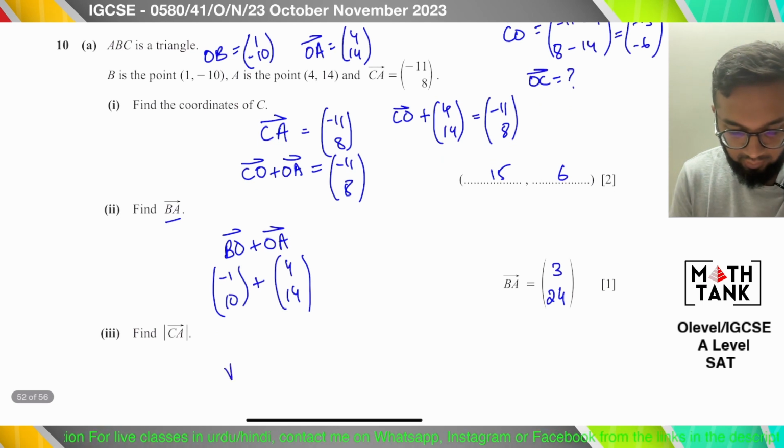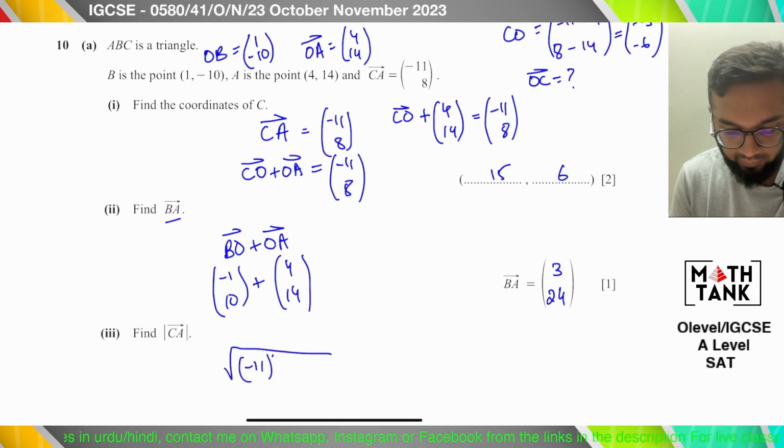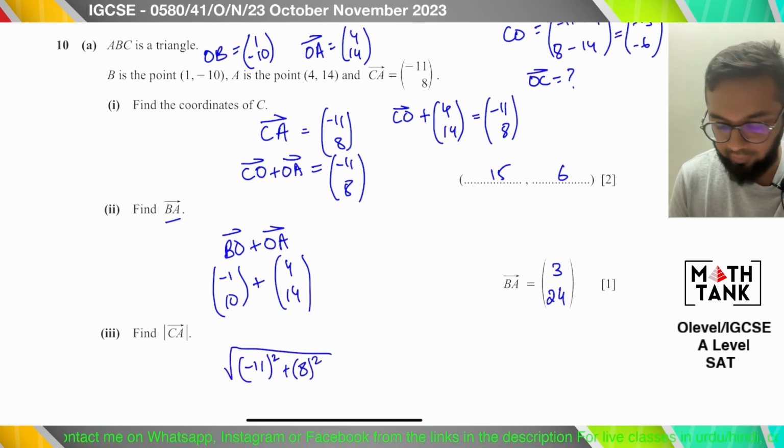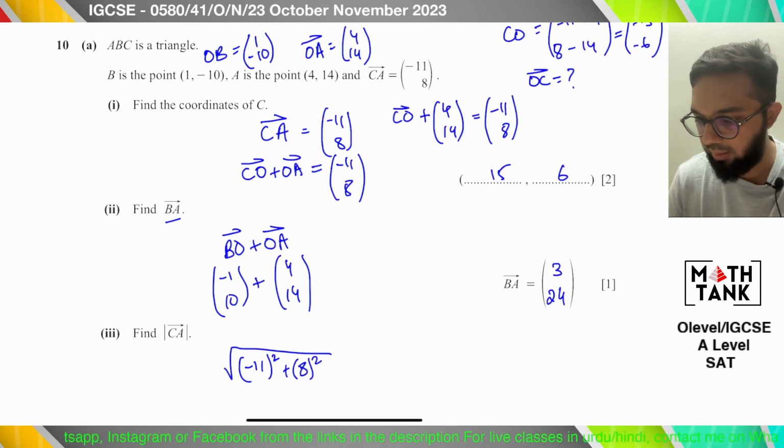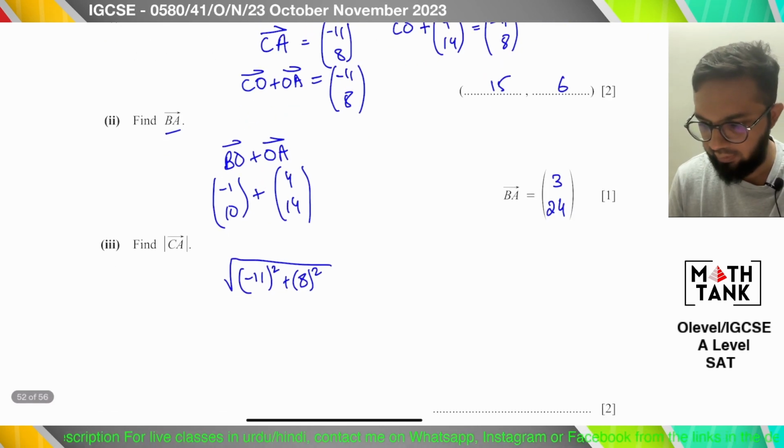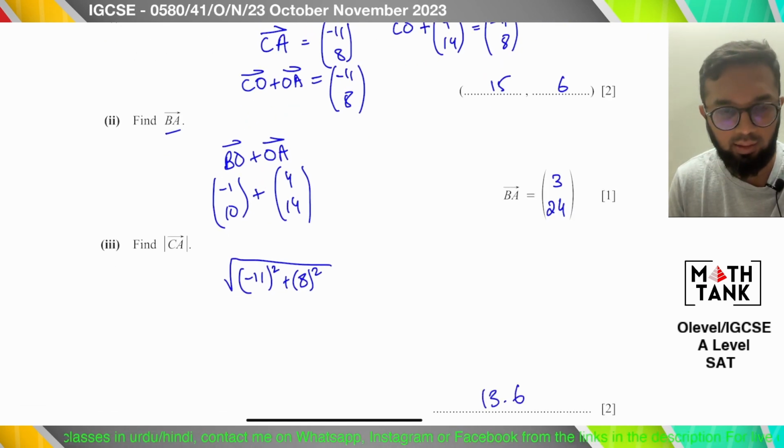CA, the magnitude of CA, so minus 11 squared plus 8 squared. What's 121 plus 64? 185. Root of 185 is approximately 13.6.